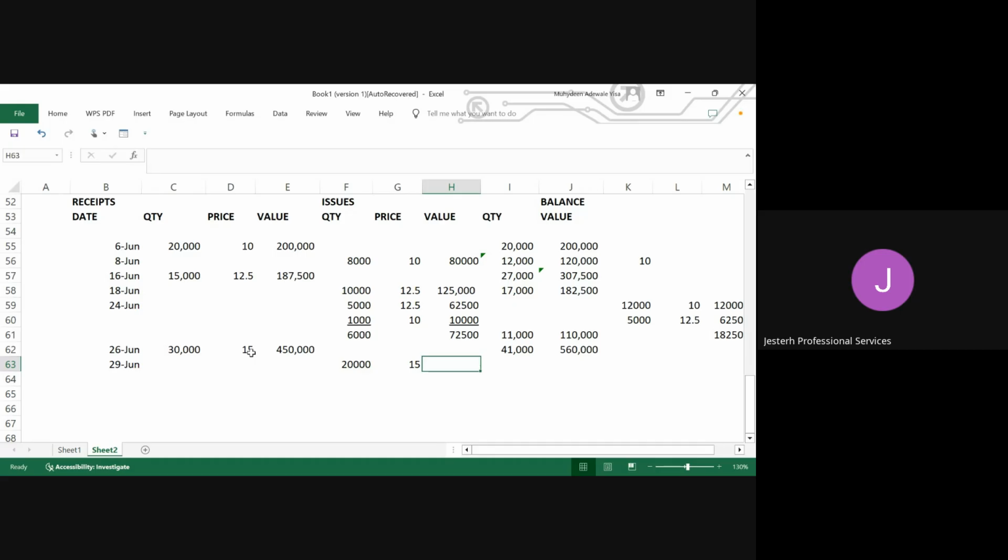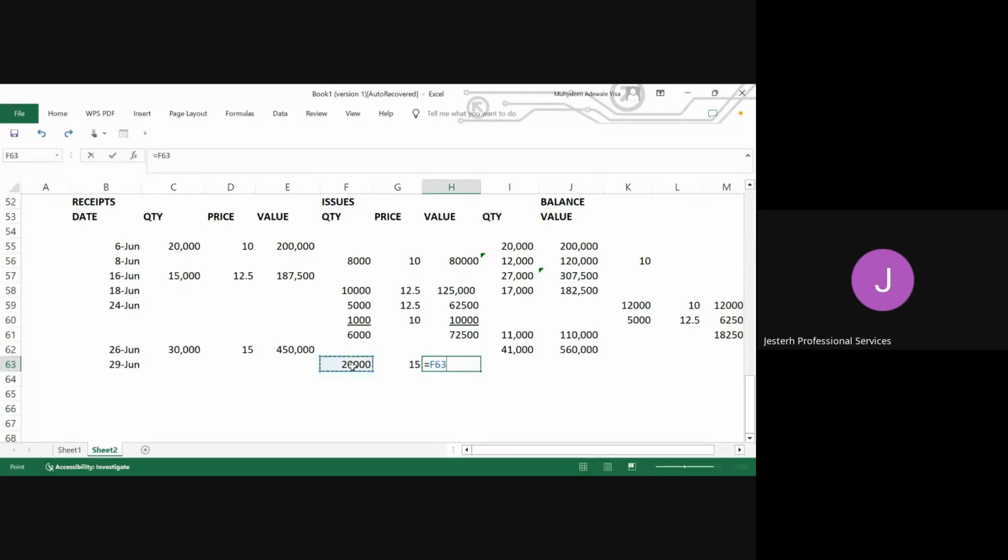For this particular method, last in, first out, even though you have 1 million stock in the store, don't consider it first. Consider the latest one that is just brought into the store. You consider it first. But if when you are considering it, what you want to issue does not meet up with what you just purchased, then you consider the old one. But in this scenario, we purchased 30,000 on the 26th, and then on the 29th, we want to issue out 20,000. So very simple, it means it covers everything.